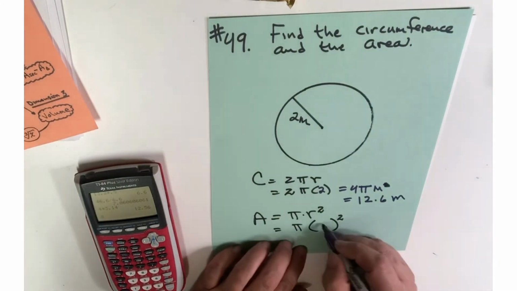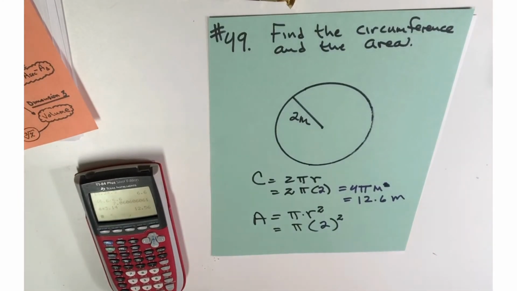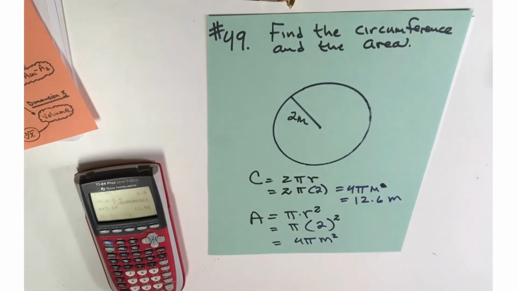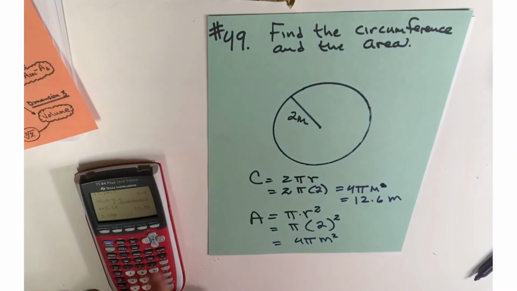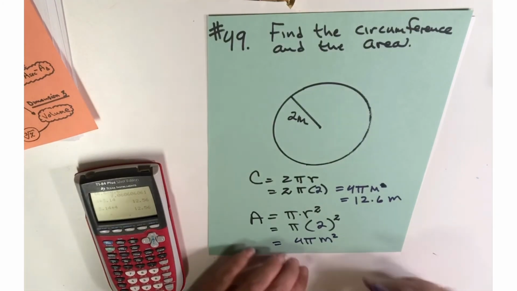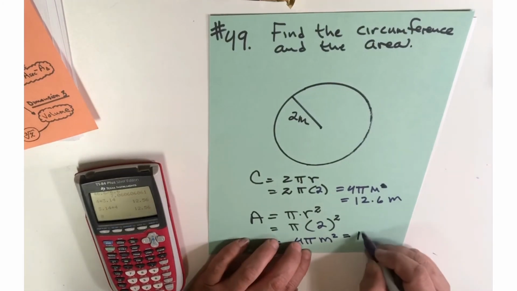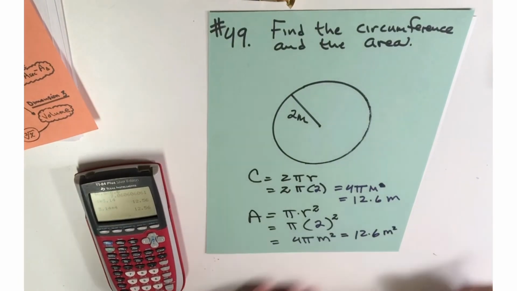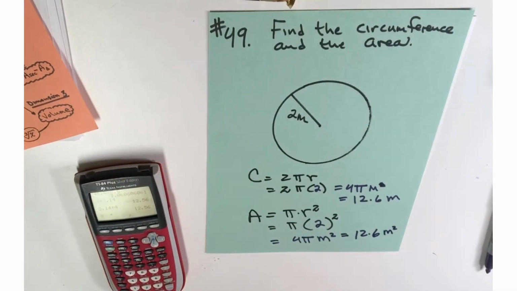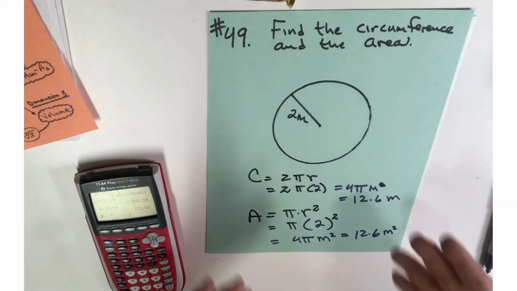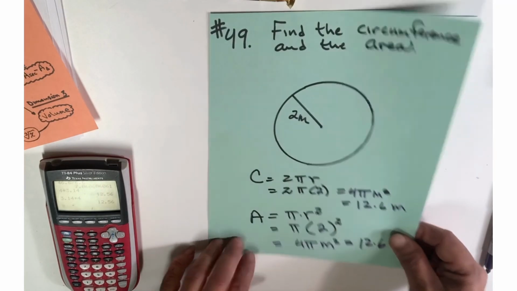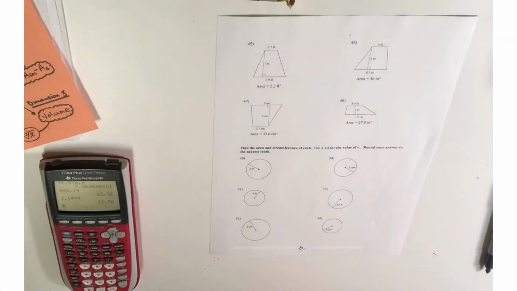For the area, you're going to put a 2 in there, again for the radius, and you're going to end up with 4 pi. Now it is meters squared. So now what is 4 times pi? 3.14 times 4 equals, and you end up with 12.6. Oh my goodness, except this time it is squared. It just so happens that in this particular case, the circumference and the area measure exactly the same number.